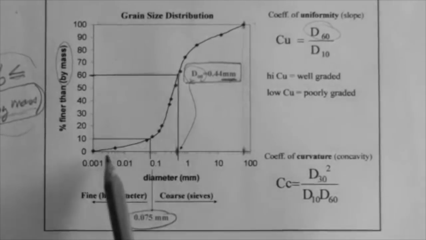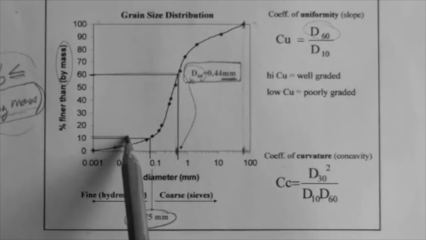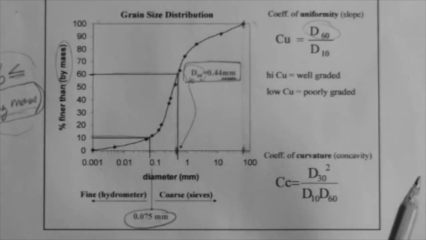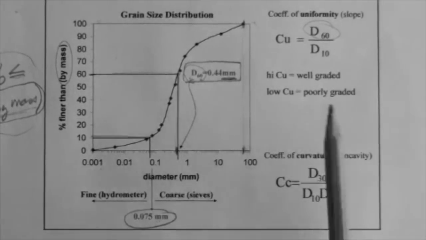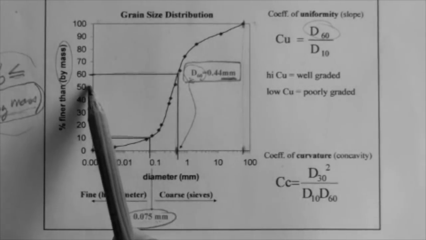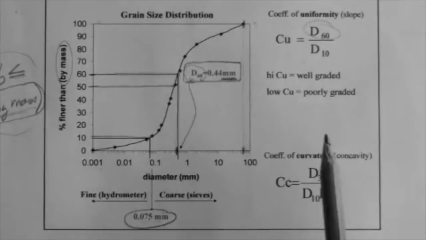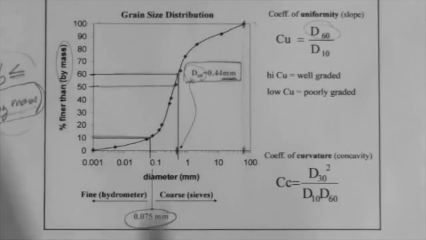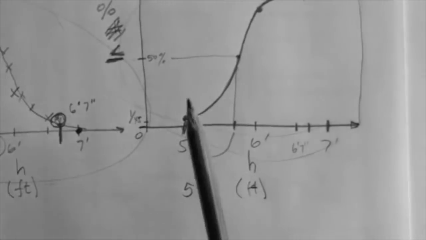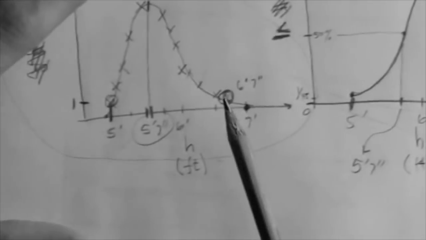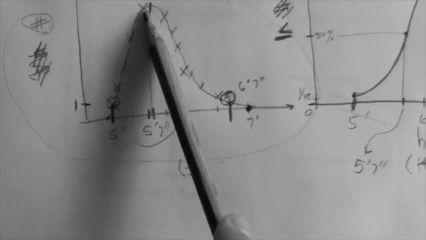What is D10? It's shown here. D10, it's about 0.075 millimeters. Okay. What about D50? D50, remember that's the mean size, the average. We disclose that here. Remember this? 50%? That's the mean.